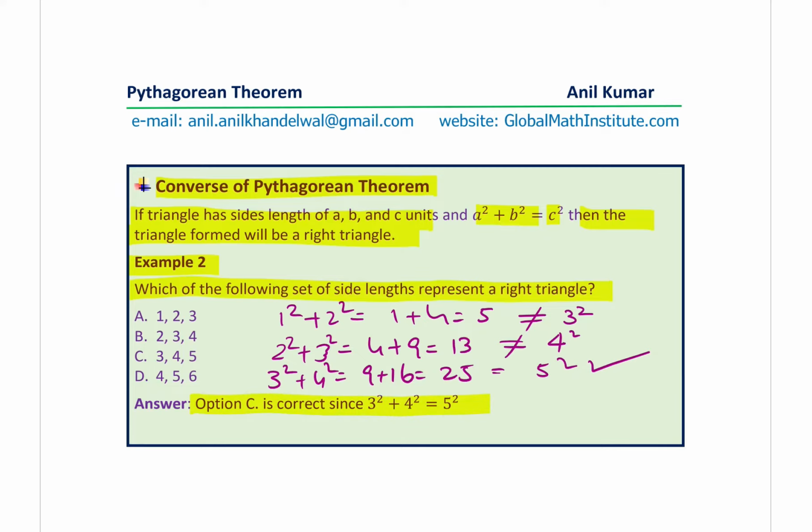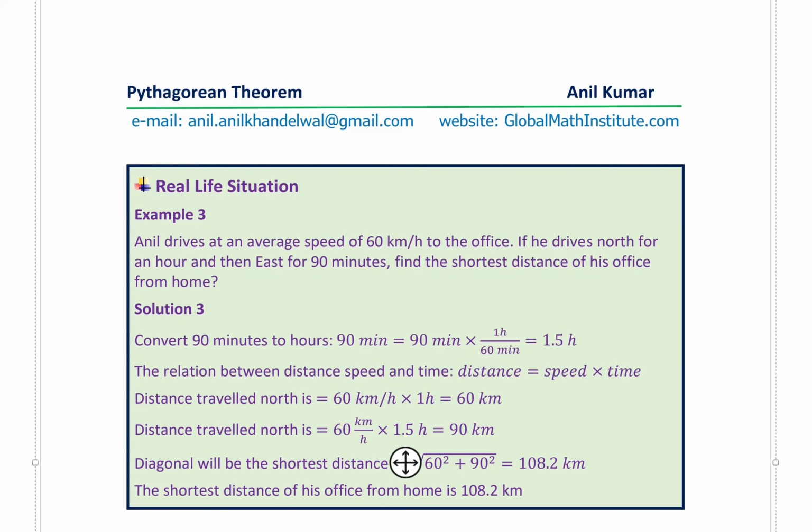Perfect. Now let's take some application questions. Here is a very interesting question, which is also a real life situation. The question here is, Anil drives at an average speed of 60 kilometers per hour to the office. If he drives north for an hour and then east for 90 minutes, find the shortest distance of his office from home. So that's the question for you.